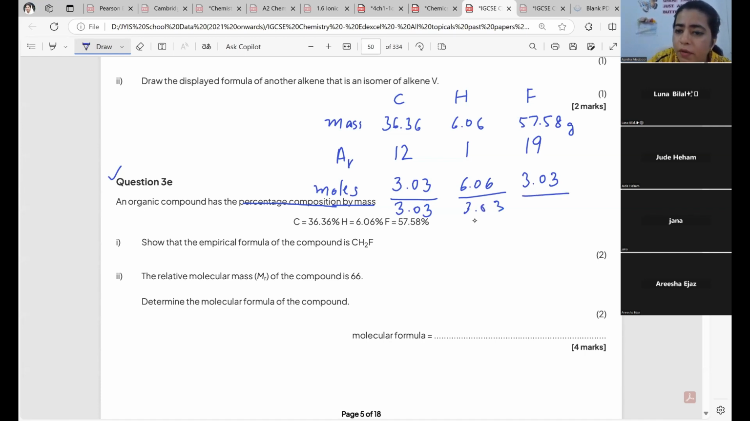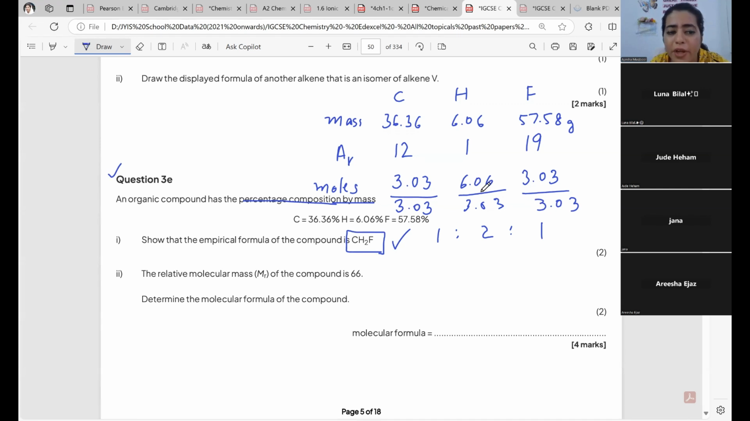They'll all be 1, and this one will be 2 in the middle. Carbon is 1, hydrogen is 2, fluorine is going to be 1. So we can say yes, CH2F empirical formula is correct, right? Correct. Okay. Now, the empirical formula is given to us, and we proved it as well.